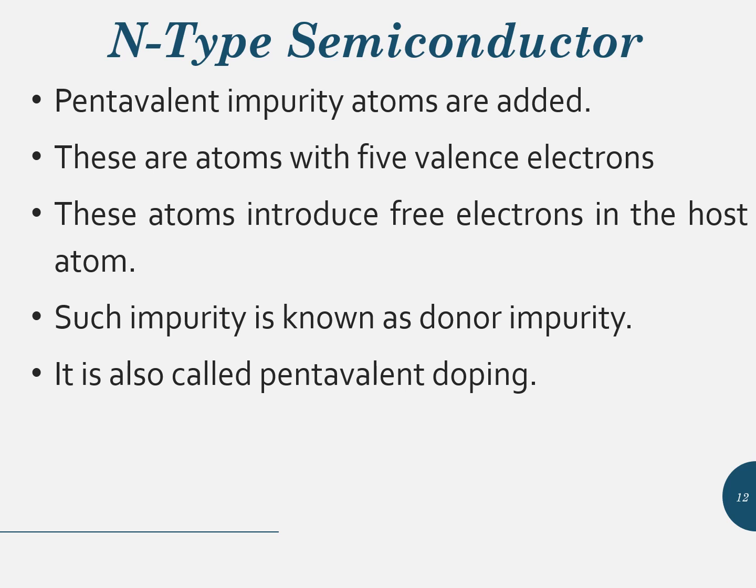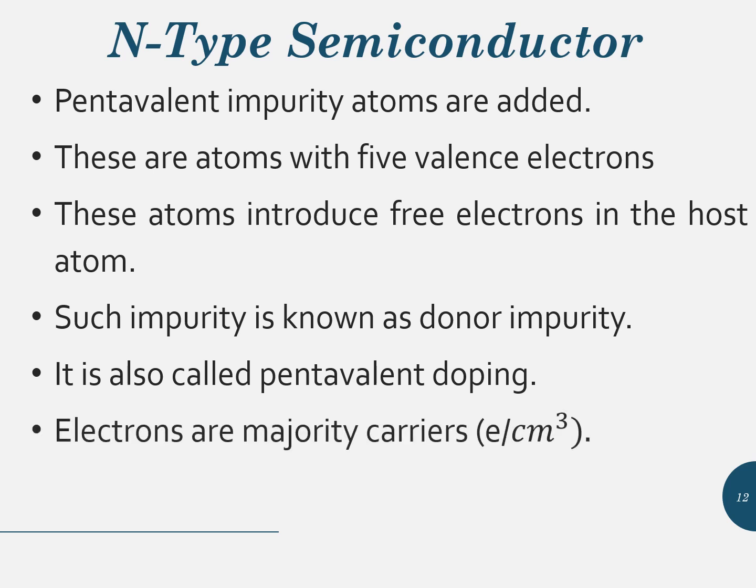In N-type semiconductors, electrons are the majority carriers and holes are the minority carriers. It is measured in electrons per cubic centimeter.